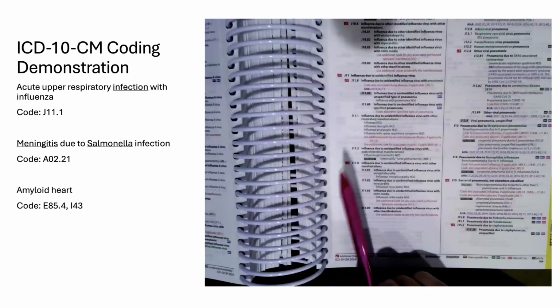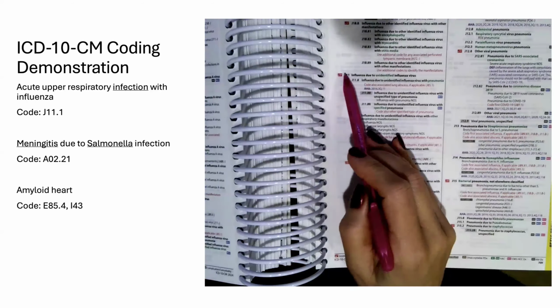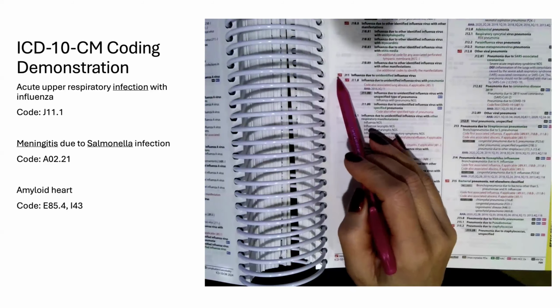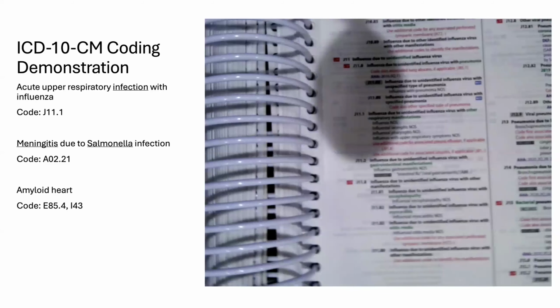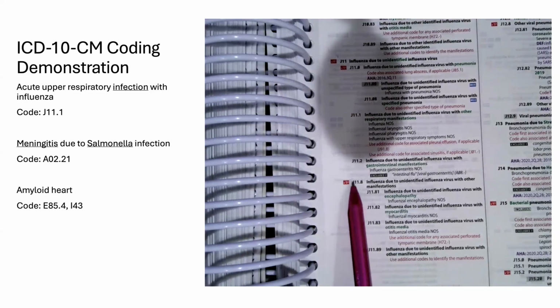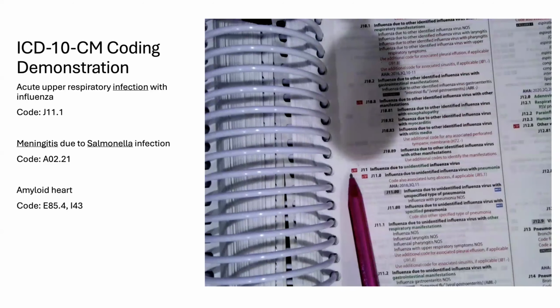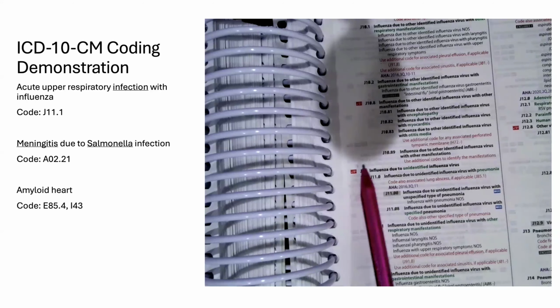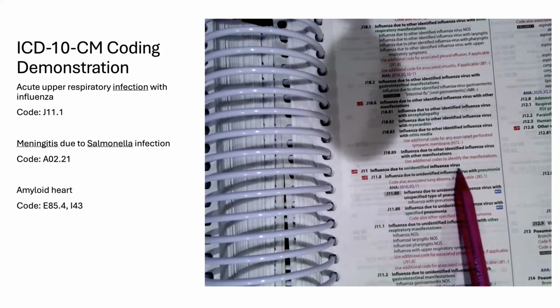And here we have the J11s. Another indicator for us are these red boxes here that have a little check mark. I know that's pretty small, so I'm going to zoom in a little bit so that we can see. Sometimes it says check 4th, sometimes it says check 5th, check 6th, check 7th, depending on what character it needs. So this is a 4 and this is a 5. This is the category. Those 3 characters are a category. So I'm in the category influenza due to unidentified influenza virus.